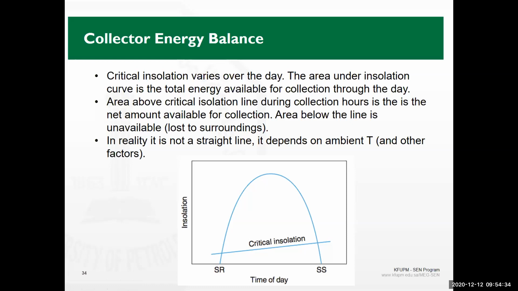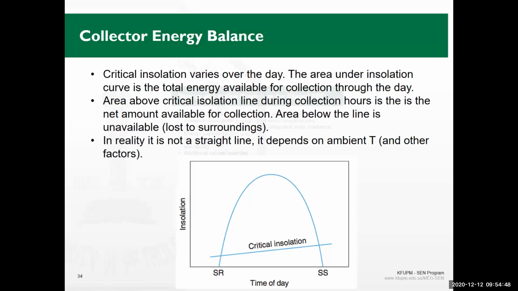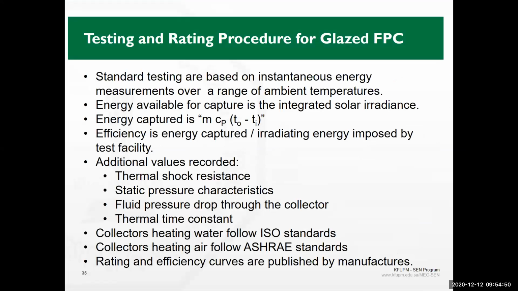We don't normally go to a figure like this whenever we are doing sizing of a solar collector for a place, but this is just information that relates how the collector is performing in this kind of weather condition. The standard tests are based on instantaneous energy. That's why the collector efficiency can be an instantaneous efficiency at this time. What is the delta T and what's the efficiency? And this efficiency may change as the temperature difference changes.